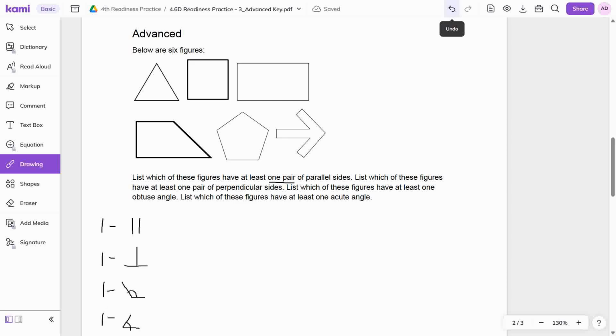All right, so let's go ahead and name these. This is a triangle, but this is an equilateral triangle. That means it's got all sides and all angles equal. This is a square. That's pretty simple. This is a rectangle. Here is our right trapezoid that we just saw in our previous problem.